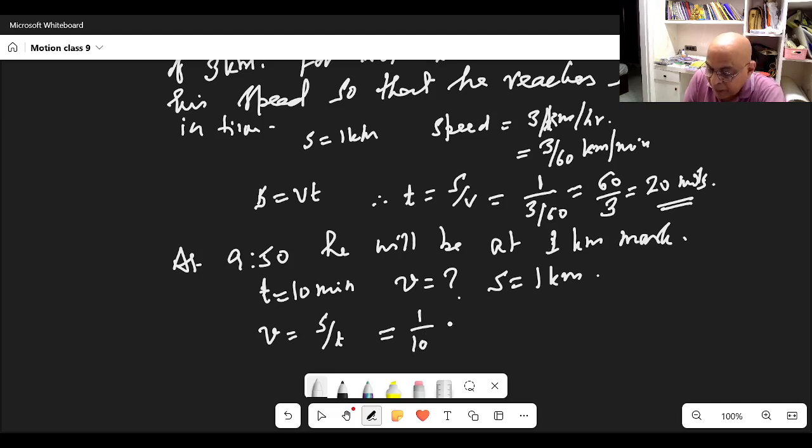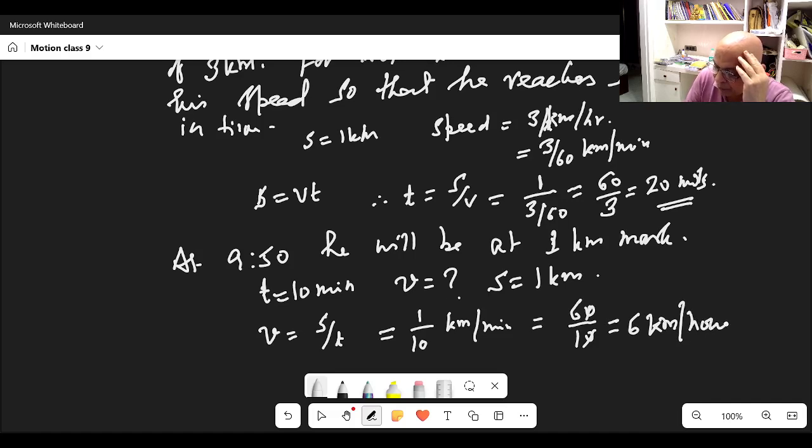But this will be kilometer per minute. To change it into hour, we have to multiply by 60, because in a minute it will cover less distance, and in an hour it will be more. So it will become 60 by 10. The 0, 0 will go out. Speed will be 6 kilometer per hour. This is the answer.